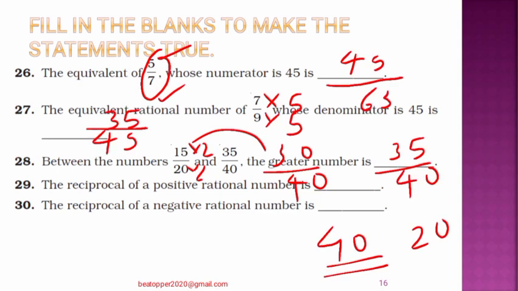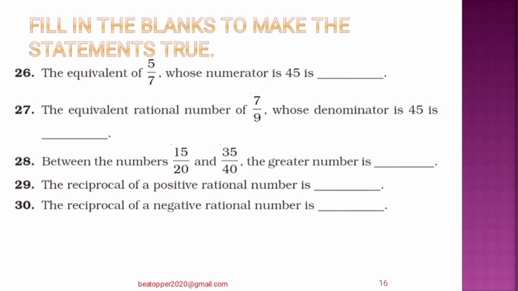Next question: the reciprocal of a positive rational number is positive itself. So there is no sign change when we are taking the reciprocal. Then next question: the reciprocal of a negative rational number is negative itself.